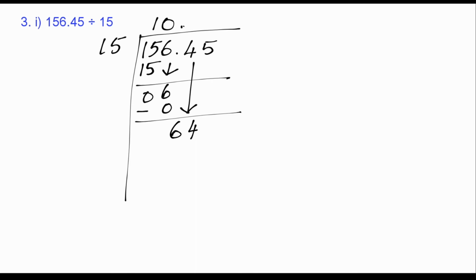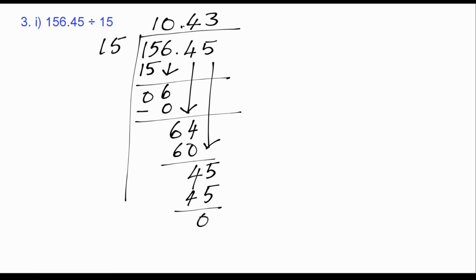So 64, and 15 fours will be 60. So 4 is remaining. And I'm taking down 5. Now it's 45. 15 threes will be 45. That is equal to 0. So quotient is 10.43. Remainder is 0.